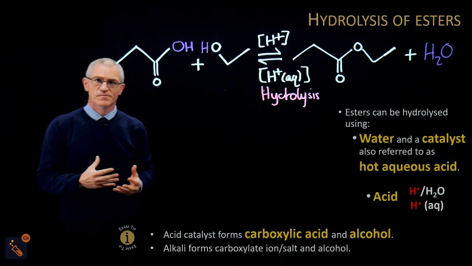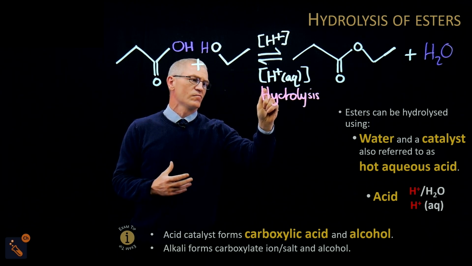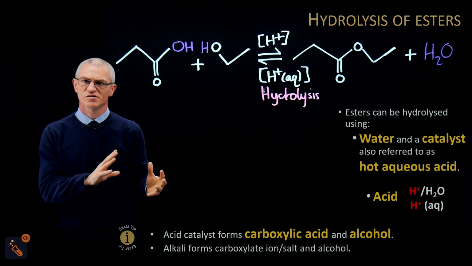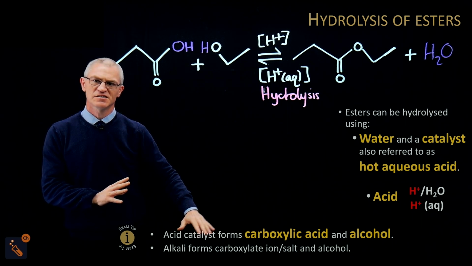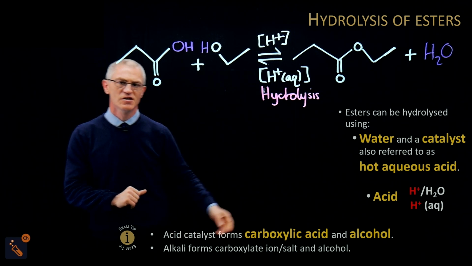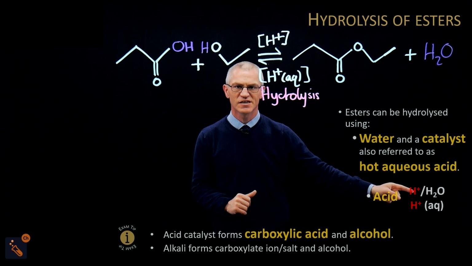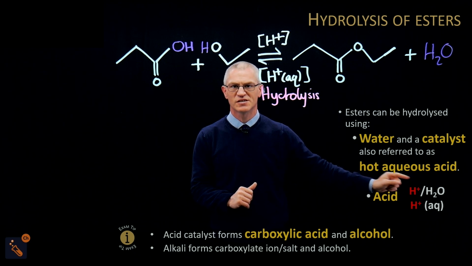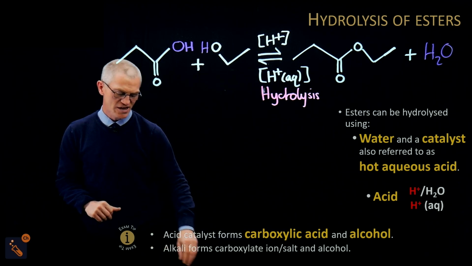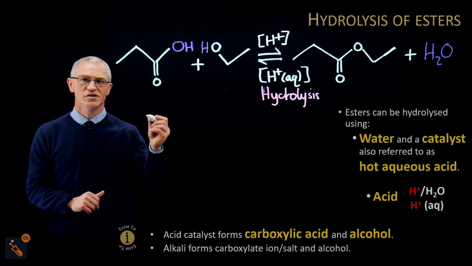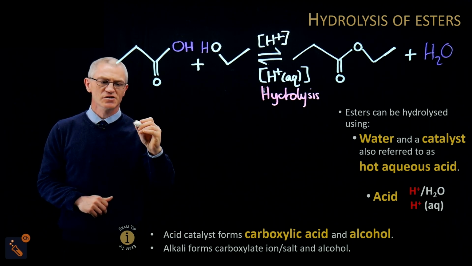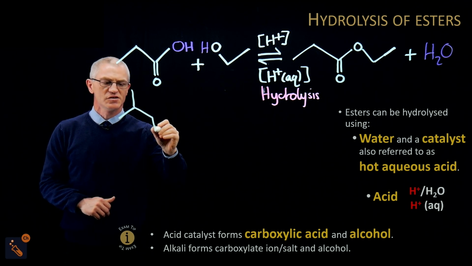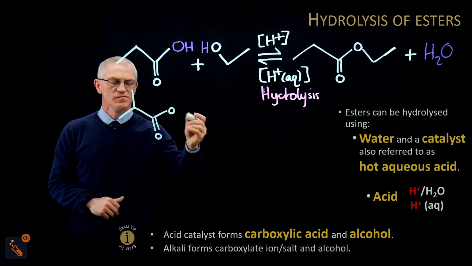Now if we hydrolyze, we are really going to just see what the products are. The acid catalyst forms a carboxylic acid and an alcohol. It's really important to remember that the acid is H plus, and you can show it as H plus aqueous, as we've done up here, or you can show it as H plus slash H2O. I think it's useful to think of it as H plus slash H2O, and I'll show you why now. So if you look at a slightly more complicated version than what we've done so far, and we look at this ester.